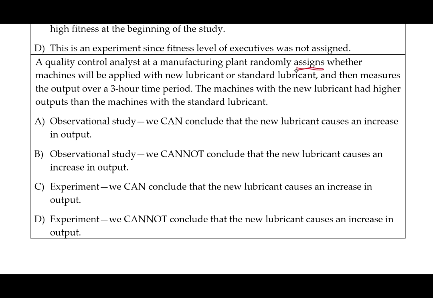Because they were assigned to either the new lubricant group or the standard lubricant group, that makes this an experiment, which means we can eliminate A and B, which say an observational study. Observational studies happen when groups are not assigned. And because it's an experiment where we assigned, we can conclude causation. Remember that you can conclude causation in an experiment, but you cannot conclude it in an observational study.